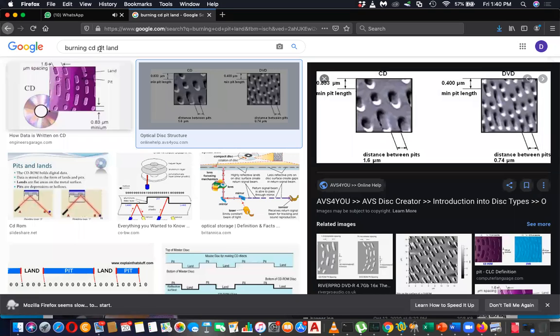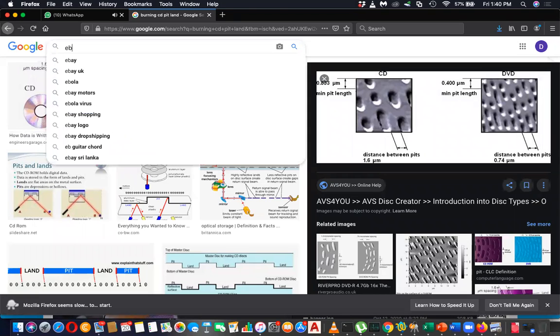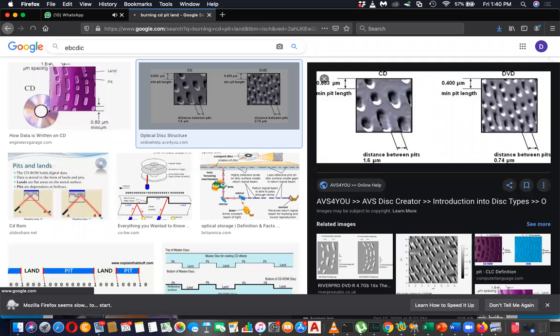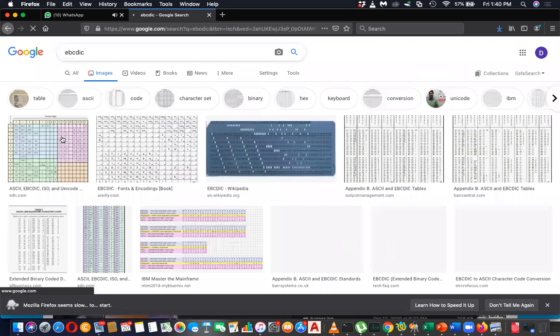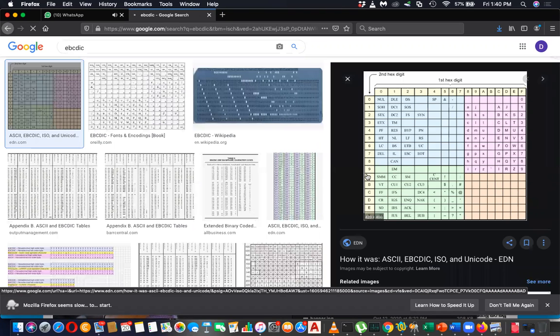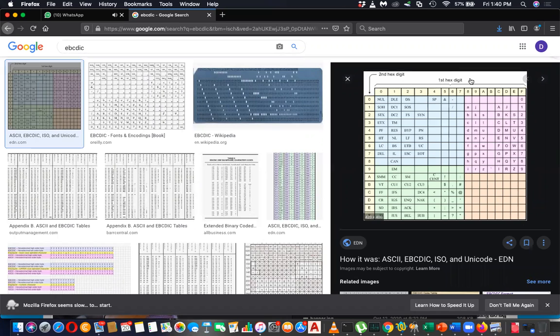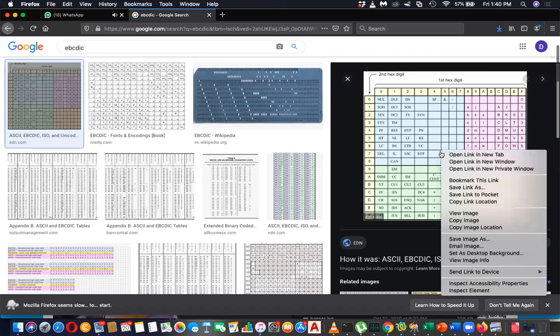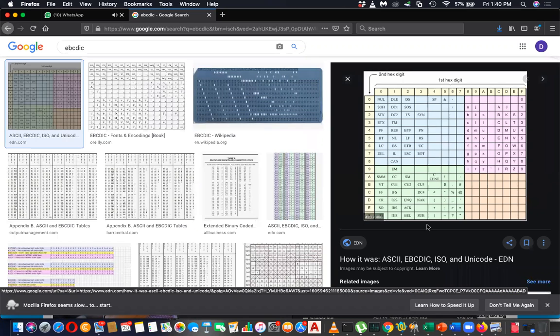One is EBCDIC, Extended Binary Coded Decimal Interchange Code. Here you can see the EBCDIC table. Can you see the EBCDIC table? So how to write letter A? I'm going to copy this EBCDIC table. Actually, this is not EBCDIC, this is extended ASCII. This can be EBCDIC, and this can be extended ASCII as well. So let me show this by loading the page.